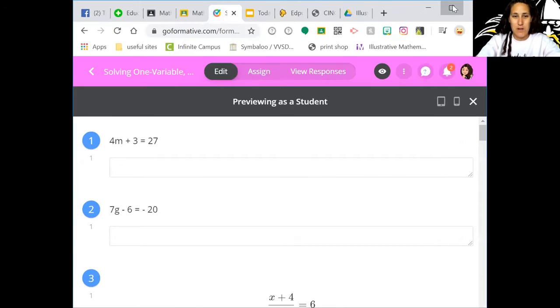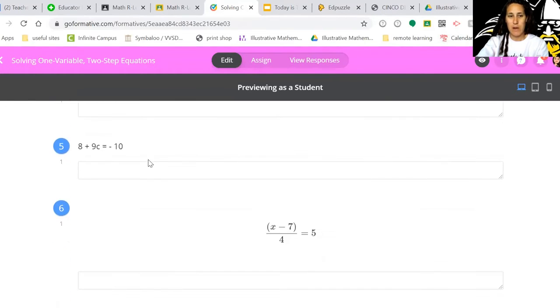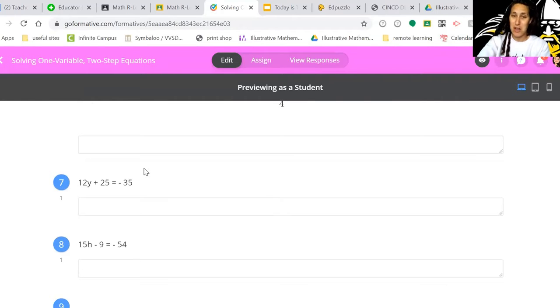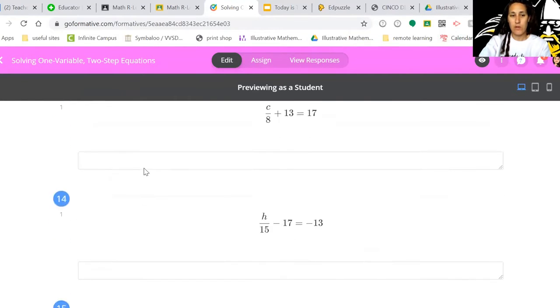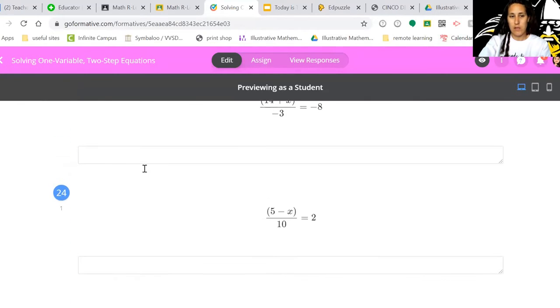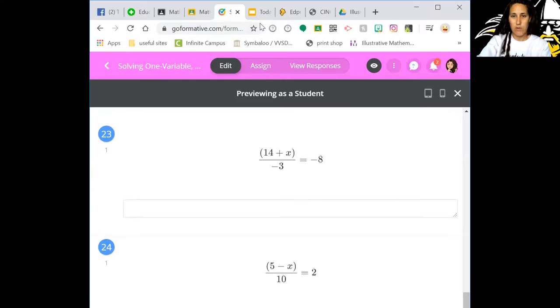Okay, so the Go Formative will look something like this, where there's a question and then a spot for you to write your answers. I would recommend having a sheet of paper out and doing the questions on there, because these are questions that you should not be able to do in your head. I couldn't even do them in my head. If you scroll through, there are all these different equations that you are going to solve, and some of them look a little strange or are something you're not too familiar with. So that's the kind that I'm going to go over with you.